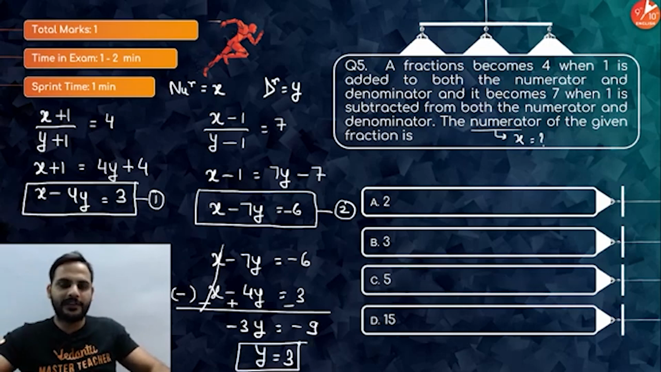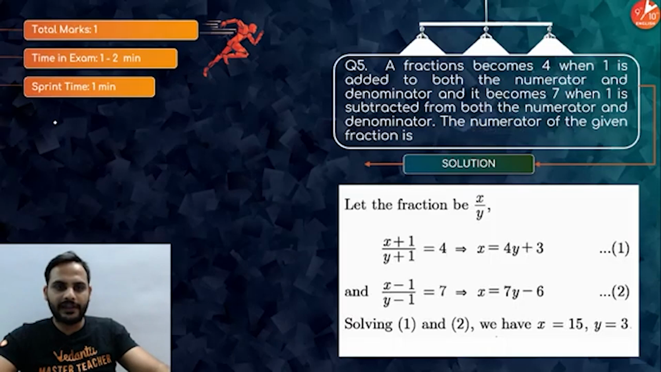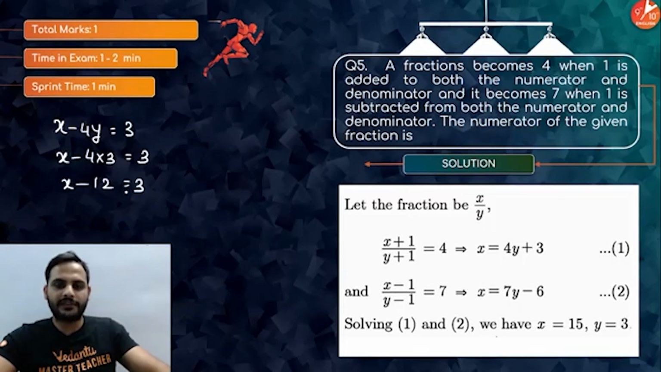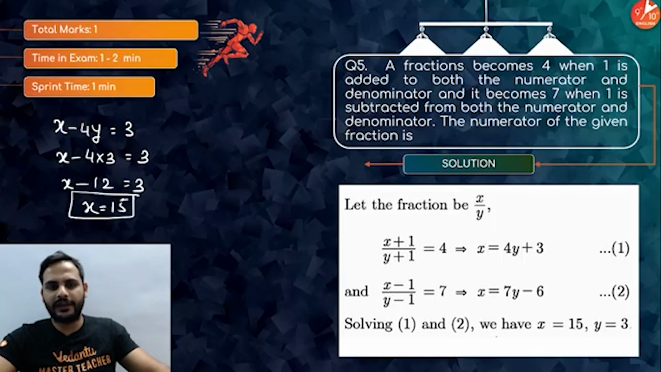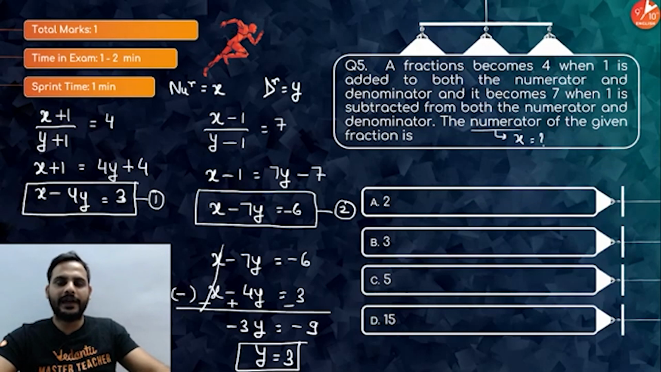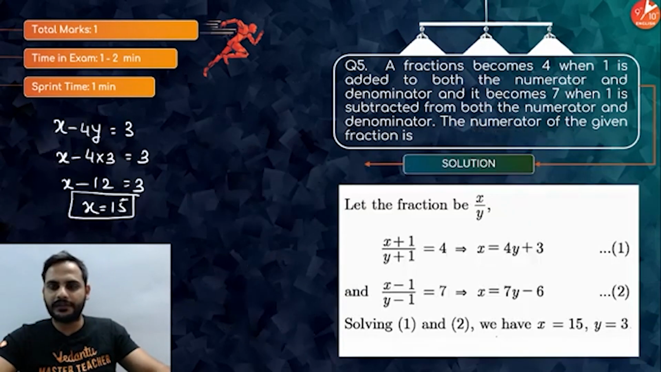Once we got y is equal to 3, I can put this in any equation. Let's say put it in first equation. So I'll say x minus 4y is equal to what beta? Equal to 3. Put y is equal to 3 over here. So x minus 4 3s are 12 is equal to 3. So x minus 12 equal to 3, x is equal to what? Okay? Solution also I have shown. So y is 3, x is 15. Simple as that. So fraction is 15 upon 3. So fraction kya beta? 15 upon 3.